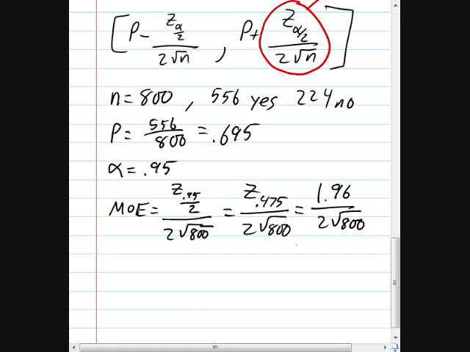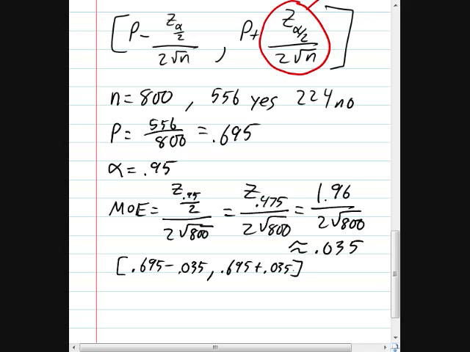And if you work this out on your calculator, you'll see that it's approximately 0.035. So the confidence interval for this study would give me a range of values: our sample proportion minus our margin of error, comma, our sample proportion plus our margin of error.